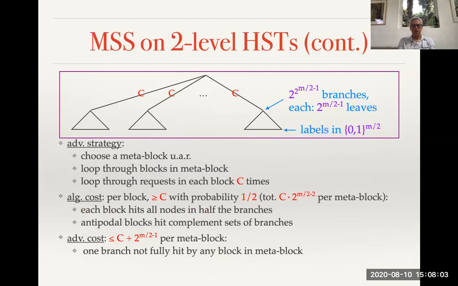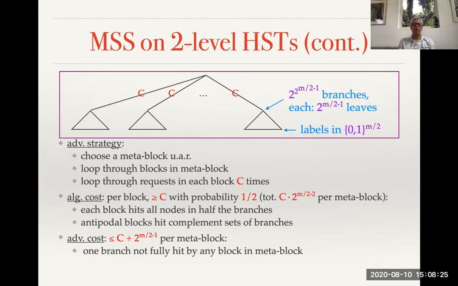Now we can prove the lower bound. So here is the adversary strategy. It's going to be a randomized strategy, and it's completely oblivious to what the algorithm is doing. So it's going to choose a meta block uniformly at random. Then it's going to loop through all the blocks in the meta block.